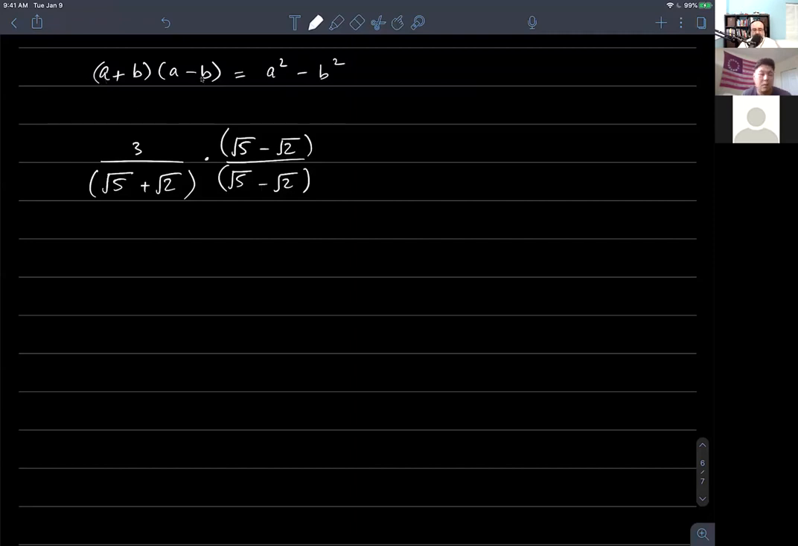In order to use this formula, do you have the A plus B term here, or do you have the A minus B term here? Plus. So if you want to use this formula, what do you have to give it? A minus. So that's why we multiplied it by minus.